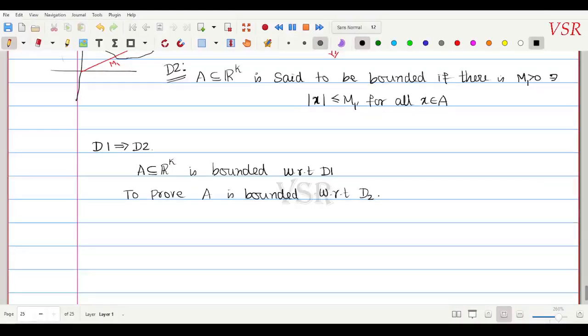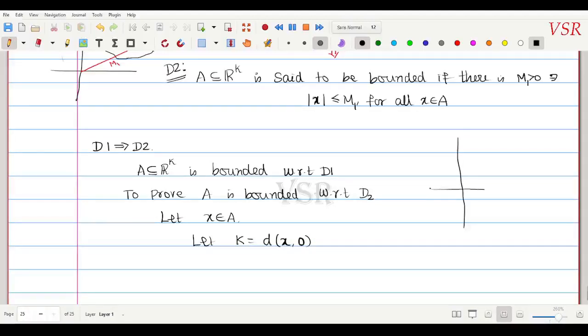How do we show this? Let x belong to capital A. Then there is M positive such that... Now let k be equal to the distance between x and 0. This is the distance between the vector x and the zero vector, as the picture shows.